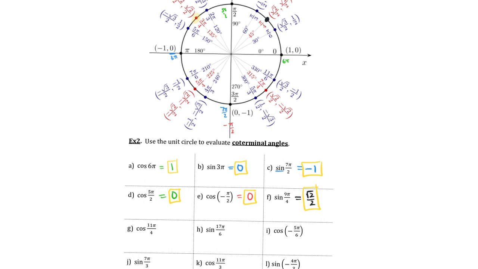What am I trying to find? Cosine. Cosine is the x-coordinate. The x-coordinate there is negative root 2 over 2.